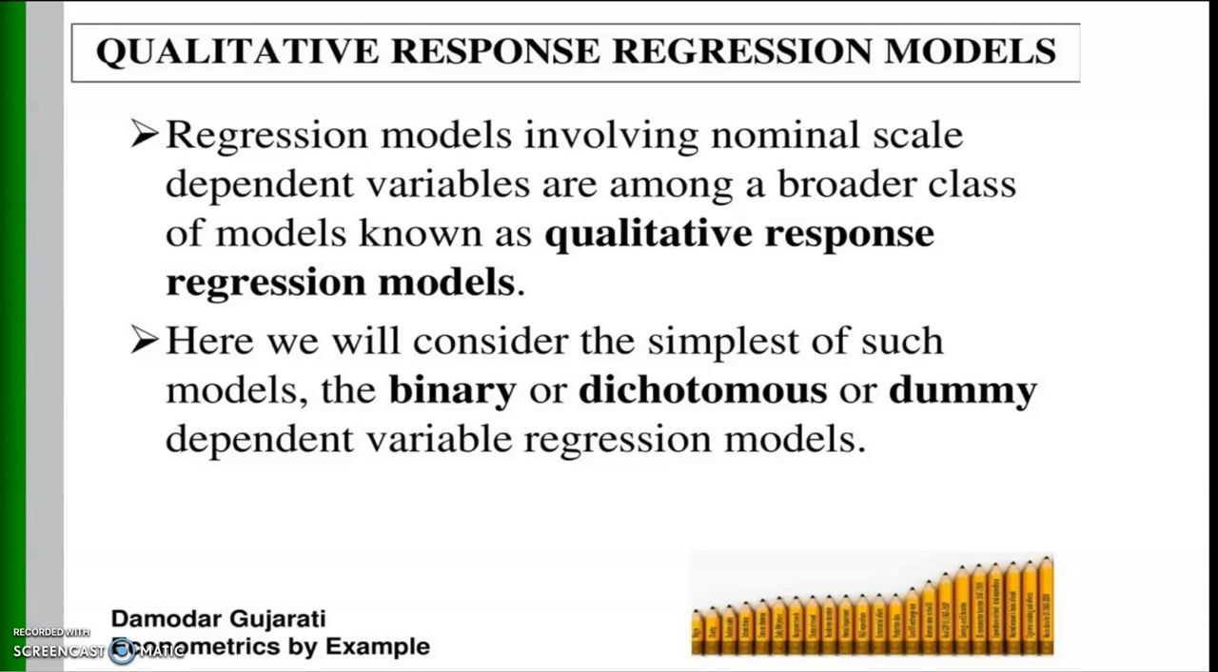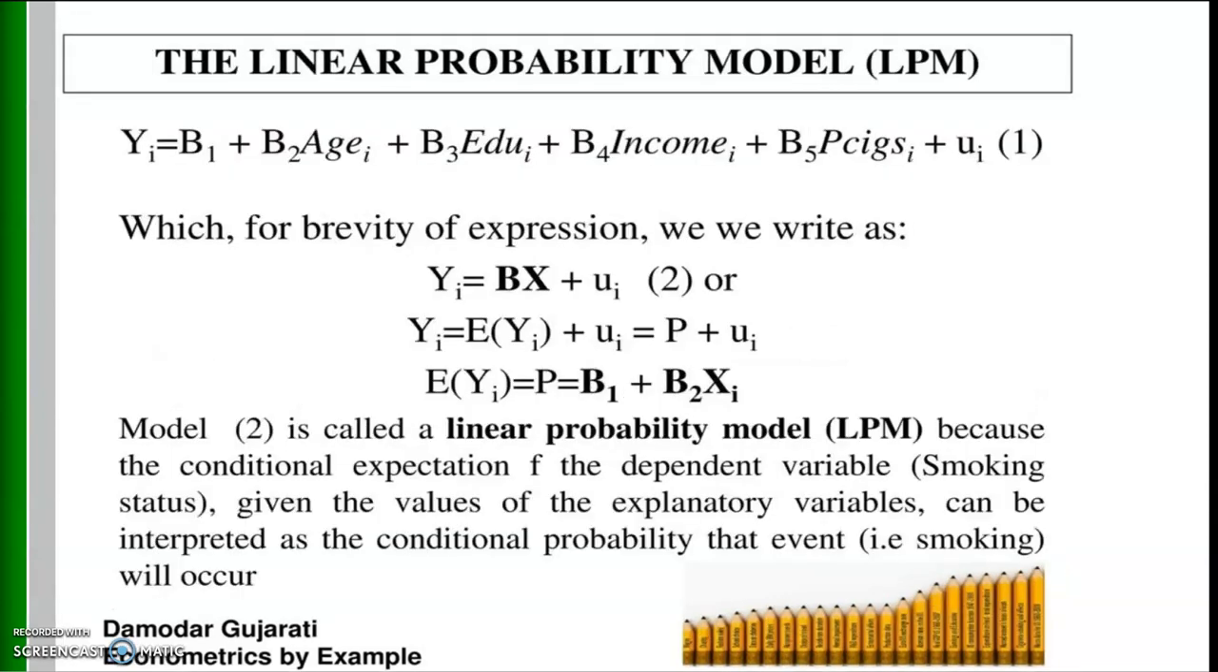In this video, we are going to discuss the qualitative response regression models, and those include limited probability models, linear probability models, the Logit models, and the Probit models. Regression models which involve nominal scale dependent variables are among those models which are known as qualitative response regression models. In this video, we will consider the simplest of such models, that is the binary or dichotomous or dummy dependent variable regression models. We start with the LPM, that is the linear probability model.